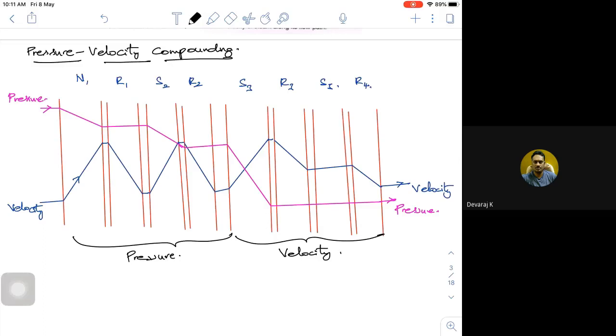We have seen the classification, and why the need for compounding. Then we are moving ahead with the different types of compounding with respect to pressure and velocity, and how they vary in the intermediate as well as the first stage of nozzle or stator, then rotor, stator, rotor. If I have 3 stages, same thing in pressure compounding; it may be 3 stages or 4 stages. So this is how pressure velocity compounding, pressure compounding or velocity compounding steam turbines will work. So we'll move further.